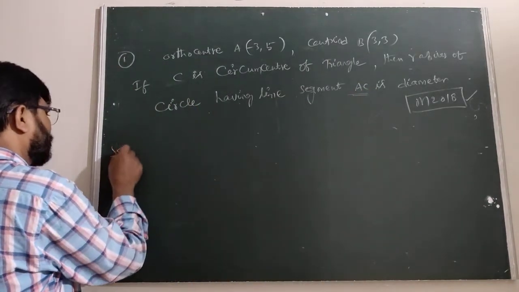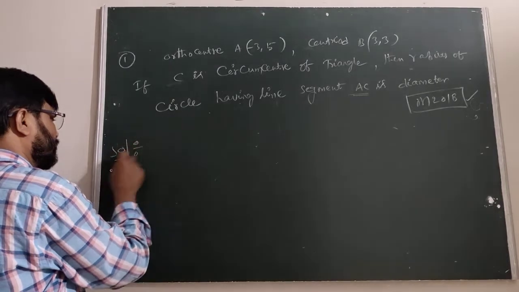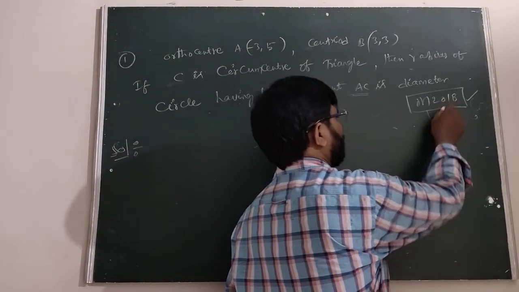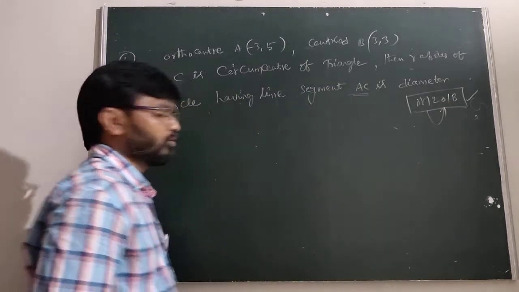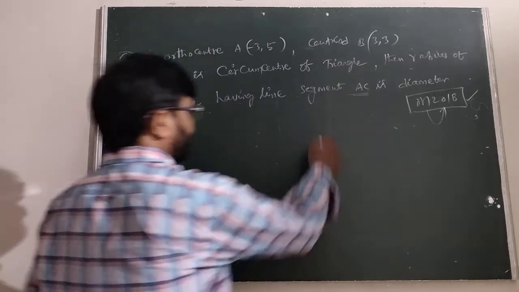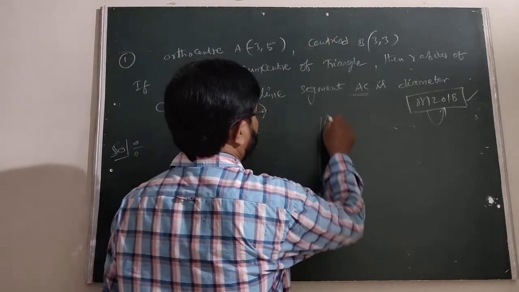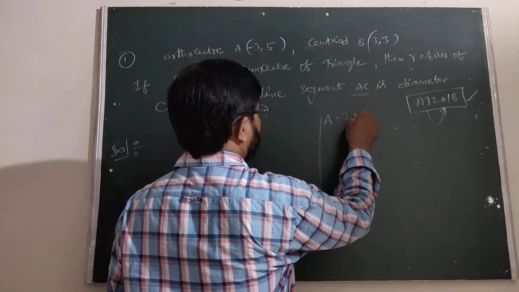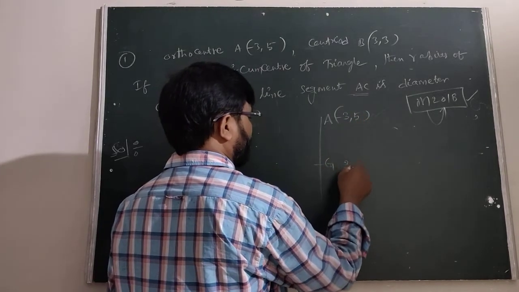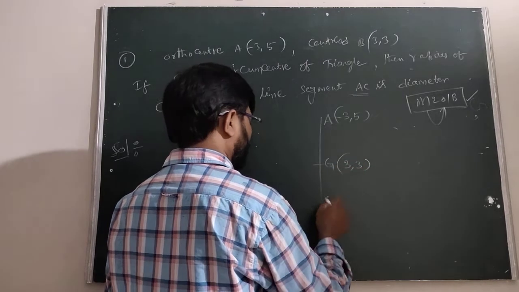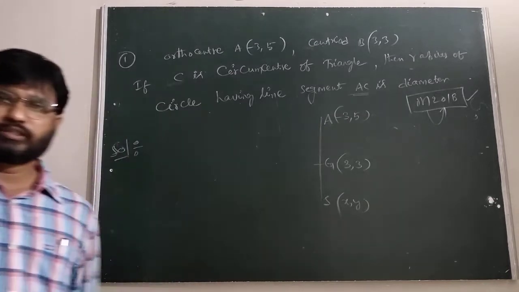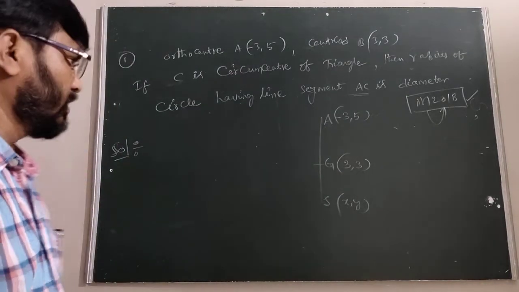So here, we can observe it is a very easy one. This is JEE Mains 2018. How to solve this? Here the orthocenter A is (-3, 5), the centroid G is (3, 3). Now the circumcenter we have to take as (x, y).